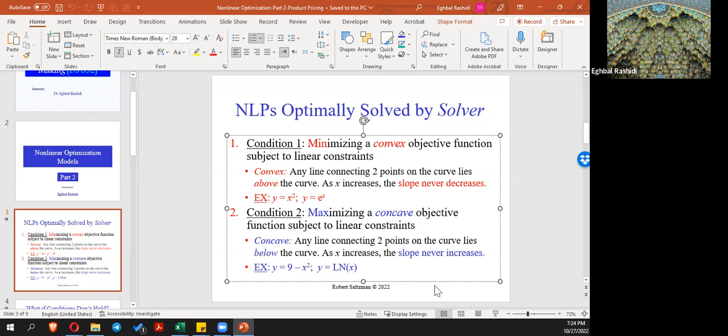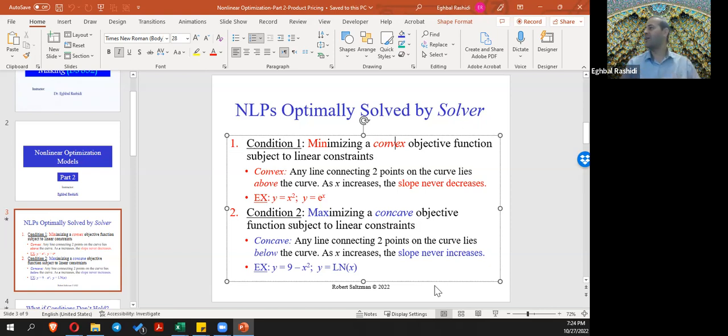As you see here, it's not decreasing. So for minimization of this function, we can be sure whether we have found the optimal solution or not, because it cannot have a local optimum, because it's non-decreasing. So it cannot have a local optimum.